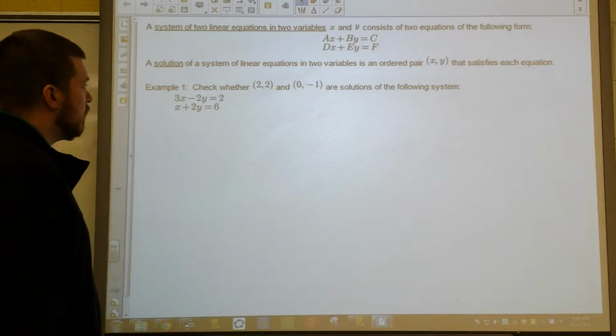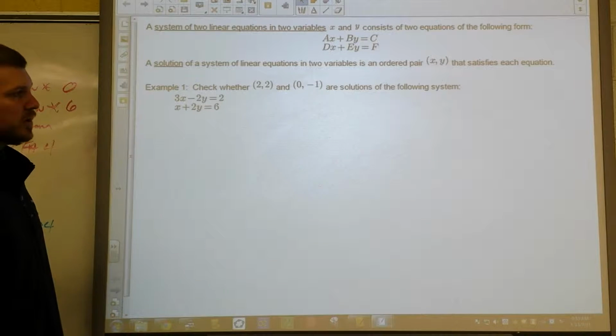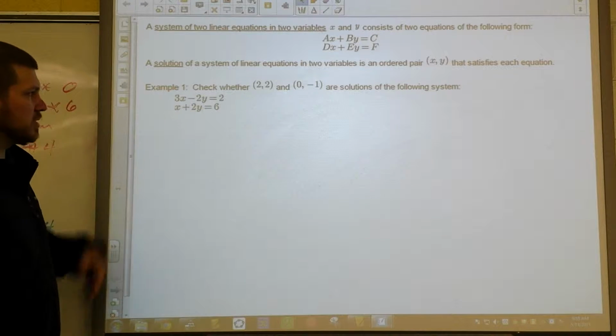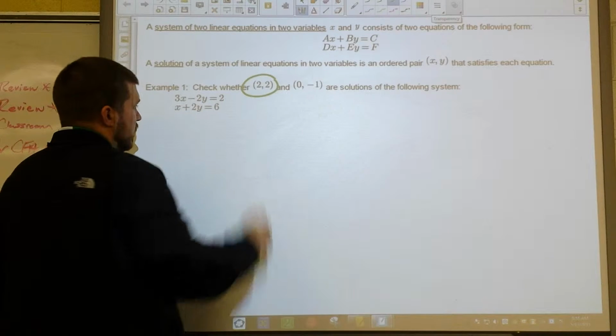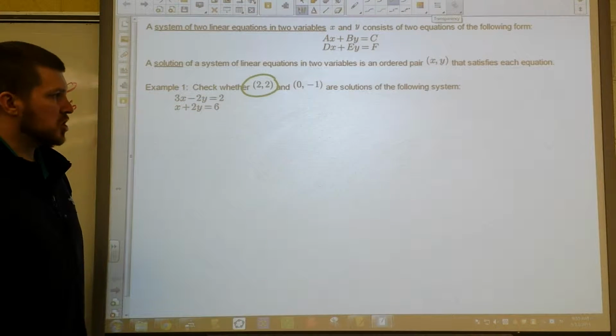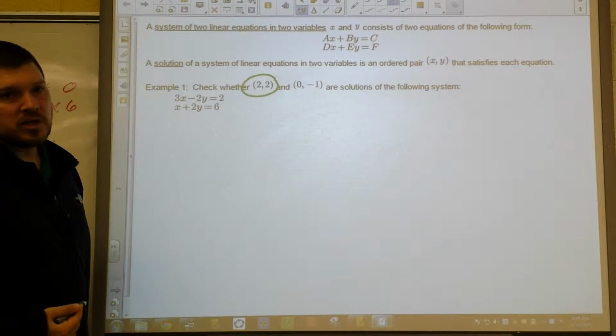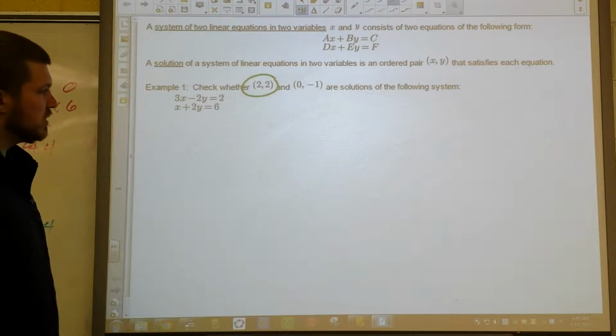So in example 1, what we want to do is check whether the ordered pair 2, 2 and the ordered pair 0, negative 1 are solutions of the following system. I'm going to start off with the first ordered pair, in green. I want to check it by plugging into each equation in my system. If each equation is true, then 2 comma 2 is a solution.